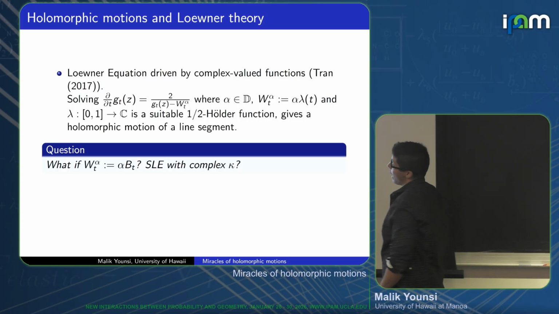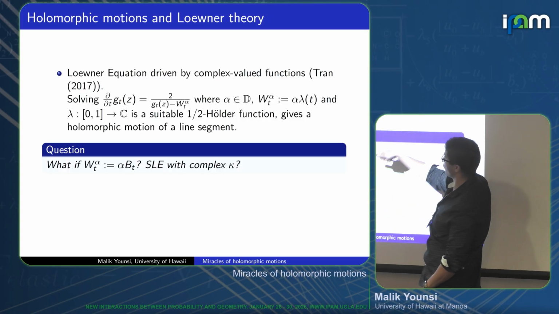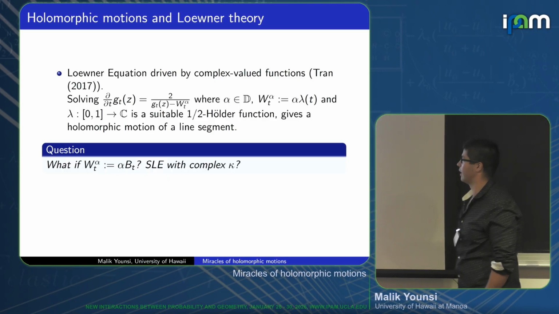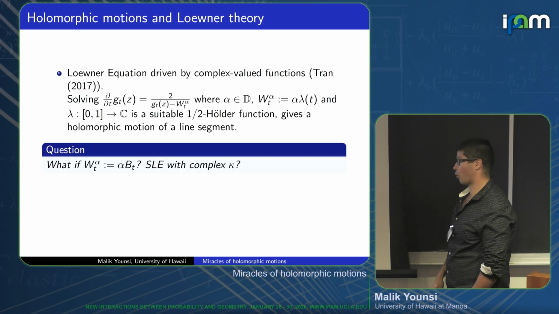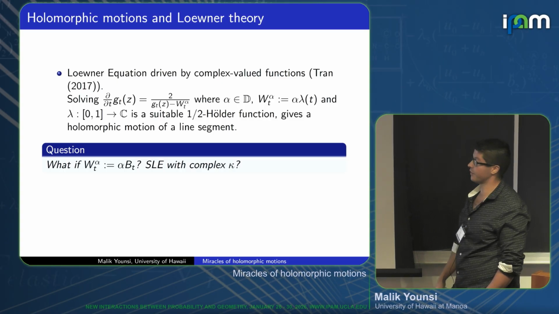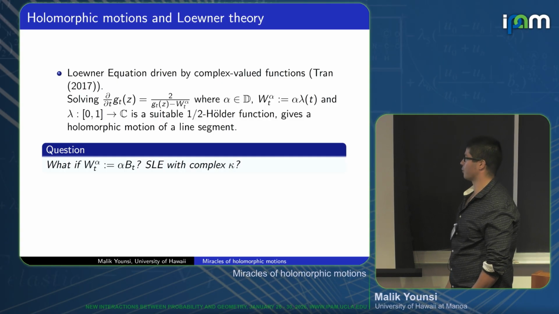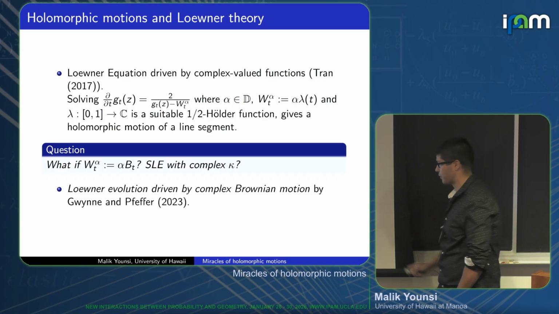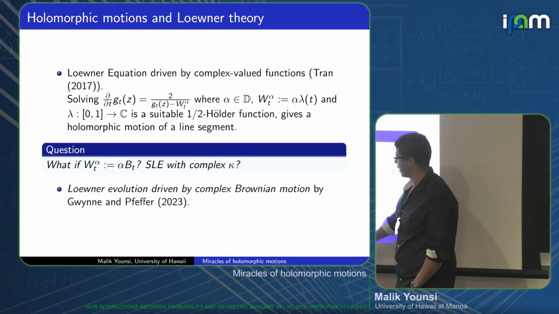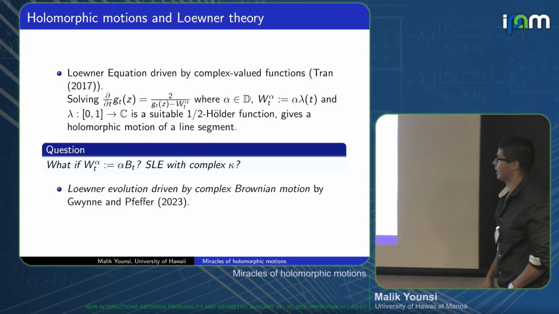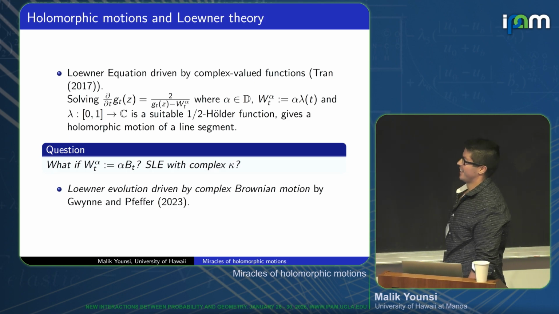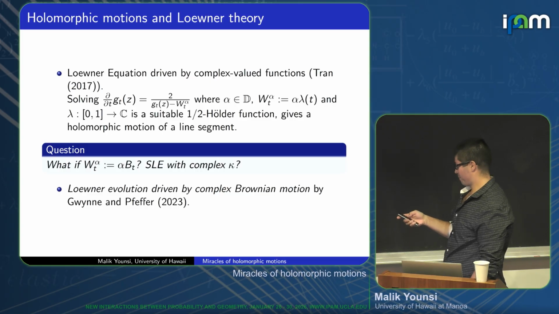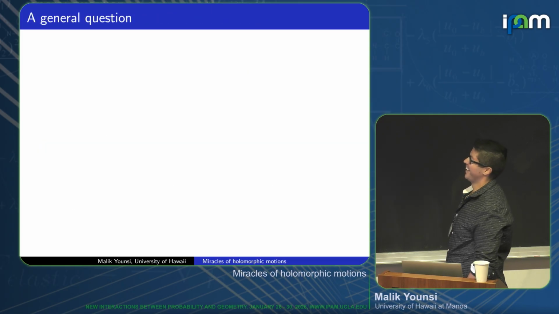So just a question that crossed my mind. I was wondering what happened maybe if you replace this 1/2 Holder function by Brownian motion, some kind of version of SLE, but with complex parameter kappa. Of course, there's no reason to expect a holomorphic motion out of this, but I'm kind of curious if you can say anything interesting about what you get here. As far as I know, there's only one paper I was able to find by Ewan and Pfeffer on this subject. So maybe you can tell me more at some point about this. Okay, so that was the probability part of this talk.